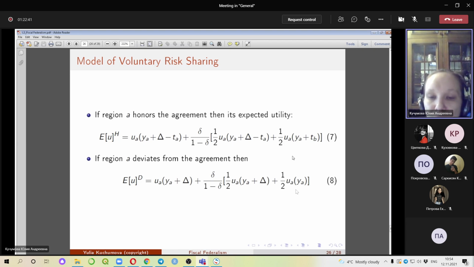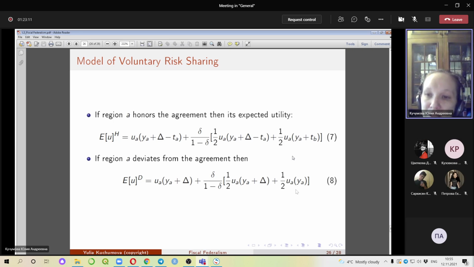And it's multiplied by the expected utility in a future period, which is: with probability 1/2 you receive gain delta and give transfer TA, so your utility is UA of YA plus delta minus TA, plus with probability 1/2 you don't receive the gain in the same period, but then region B will give you transfer TB, so that utility is UA of YA plus TB.